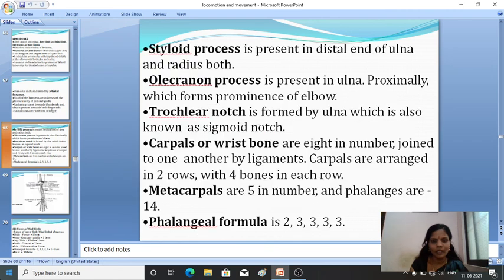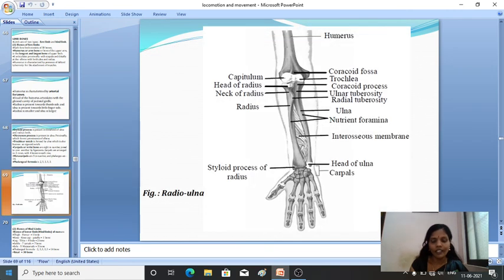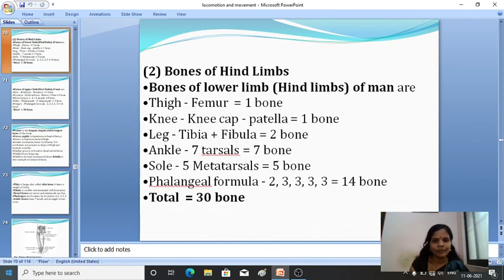Next, these are the different parts. Next, bones of hind limbs. So again here the bones of lower limbs, that is the hind limbs of man, are thigh or femur, that is one bone. Thigh or the femur, thigh bone is a femur, it is having one bone.